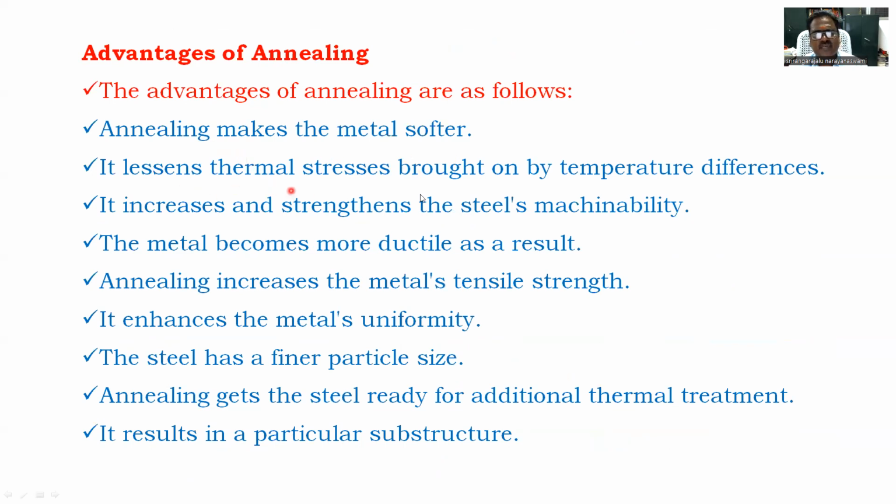It lessens thermal stresses brought on by temperature differences. It increases and strengthens the steel's machinability. The metal becomes more ductile as a result. Annealing increases the metal's tensile strength. It enhances the metal's uniformity. The steel has finer particle size. Annealing gets the steel ready for additional thermal treatment. It results in a particular substructure.